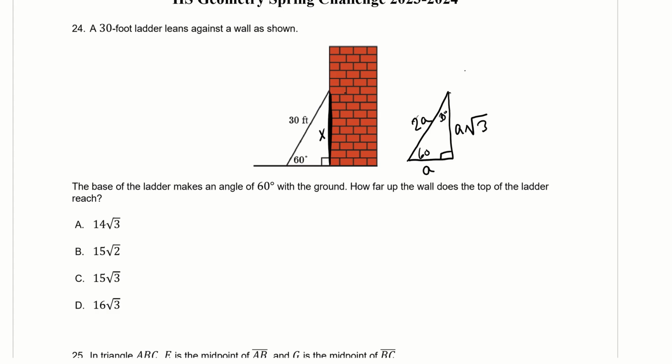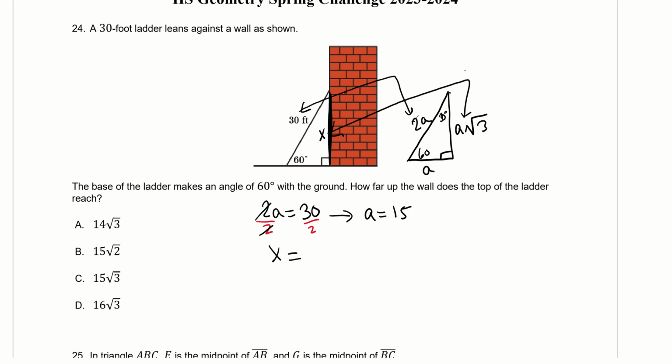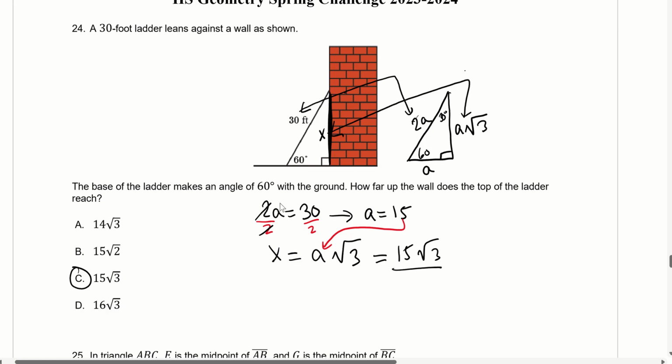And now we can see from this that 2A is equal to 30. We can divide by 2 on both sides. We get A is equal to 15. And then we can see from those two sides that match up that X is equal to A square root of 3. So then you can just plug this in and get 15 square root of 3. All right, that's all there is to it.